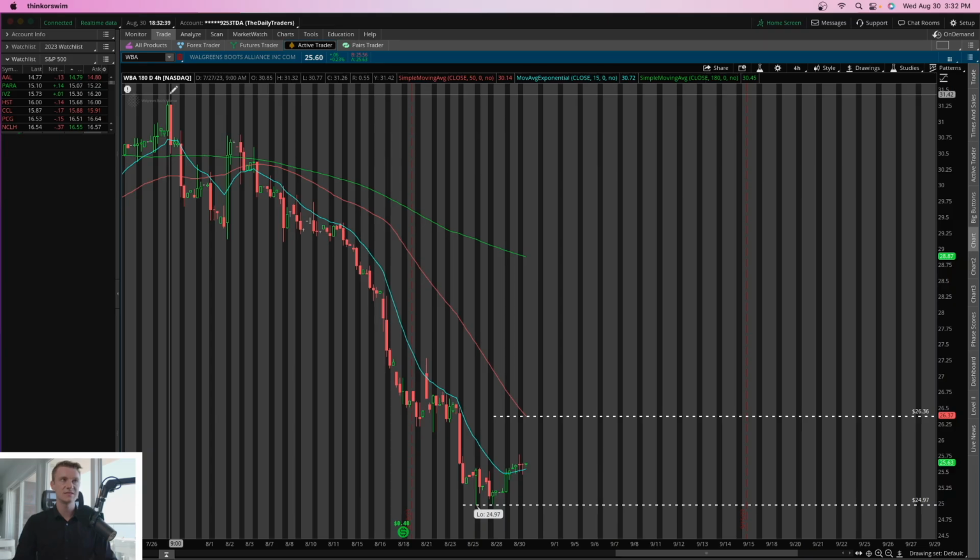Where am I going to be right? Where am I setting my take profit? Where am I going to be wrong? Where am I setting my stop loss? So this is the example I'm going to use on ticker symbol WBA. I've gone ahead, I've set my levels here.